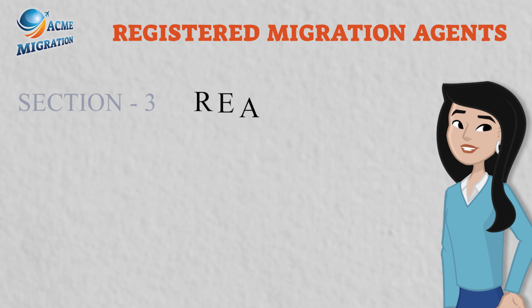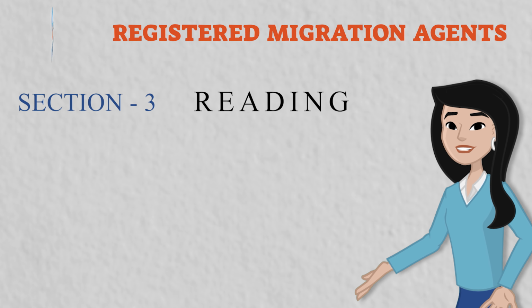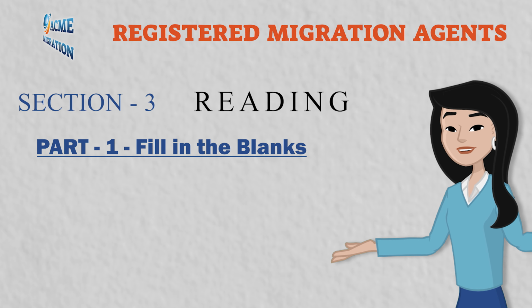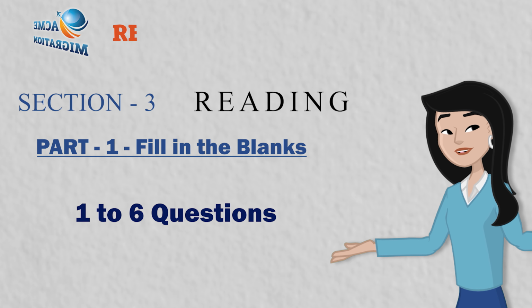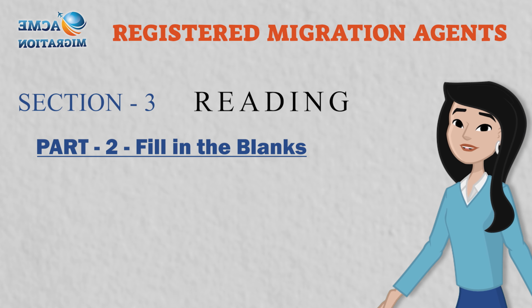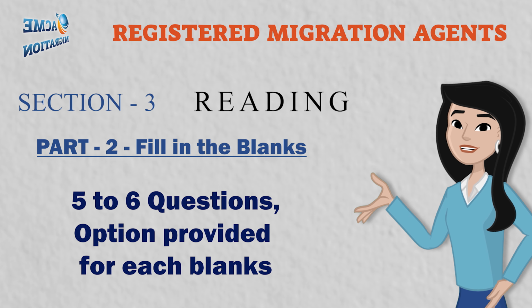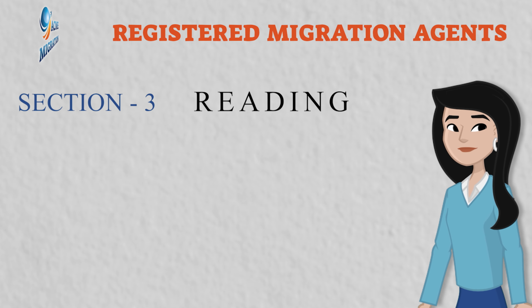Moving on to the third section of the PTE test, which is about reading. This section includes 5 parts. The first part has 1 to 6 questions where you need to fill in the blanks from the options given. The second part also involves fill in the blanks with options provided for each blank. You have to choose the correct option.